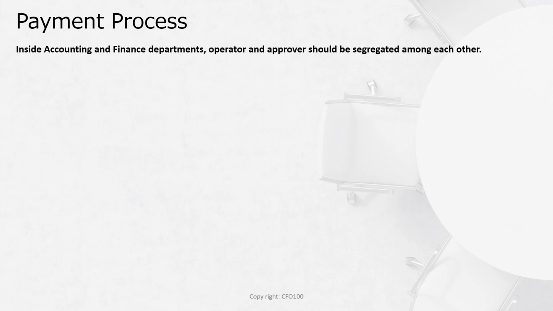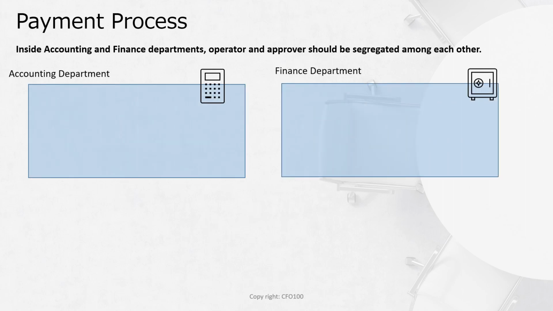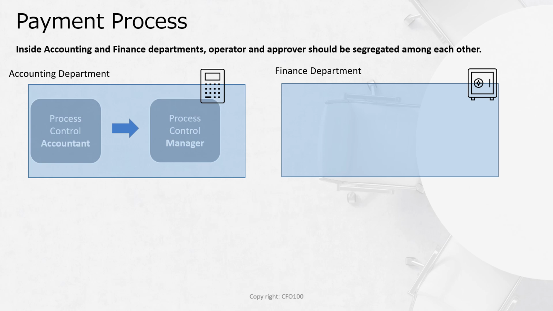In the accounting department, the process control person as an accountant and their manager should be segregated. In the accounting system, the accountant checks the proper documentation and the correctness of the entry of the ledger and payee. After checking by the accountant, the process control manager should confirm the correctness again and approve the payment in the accounting system.